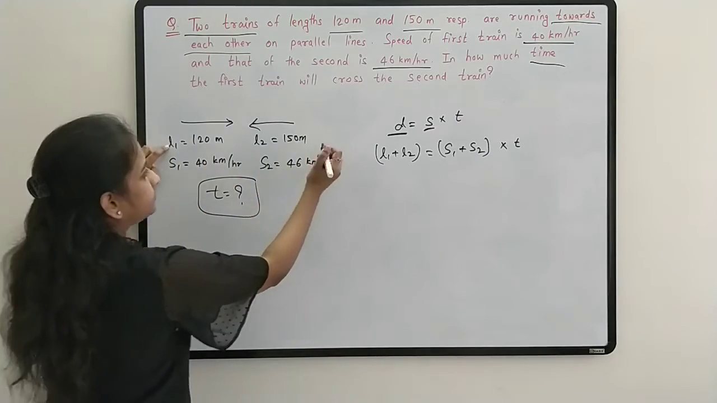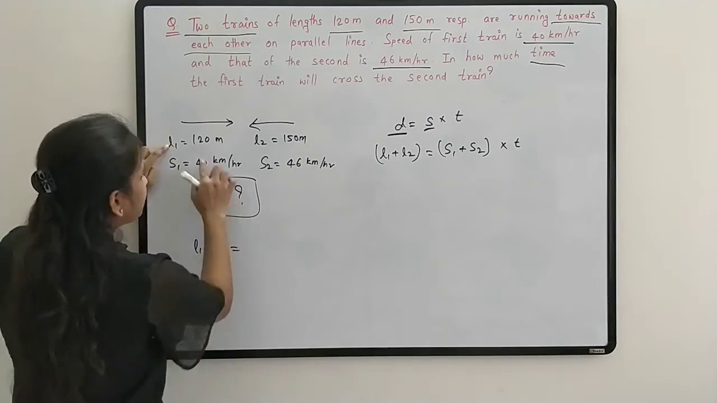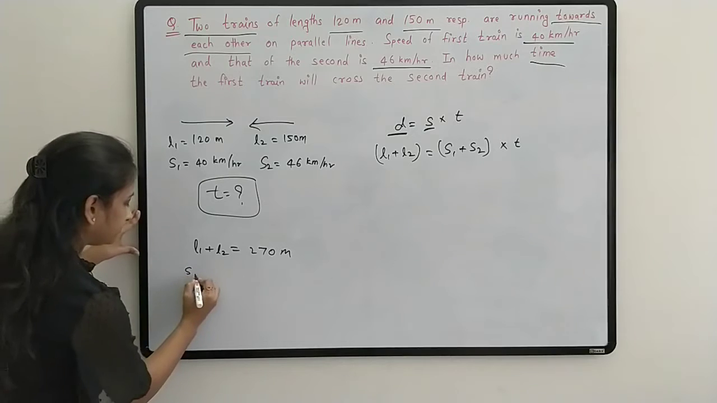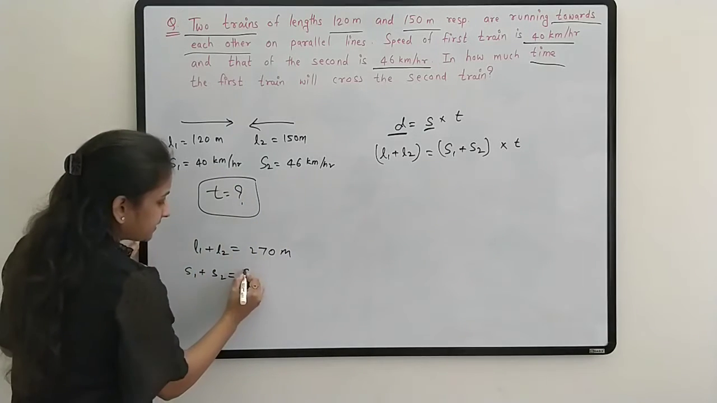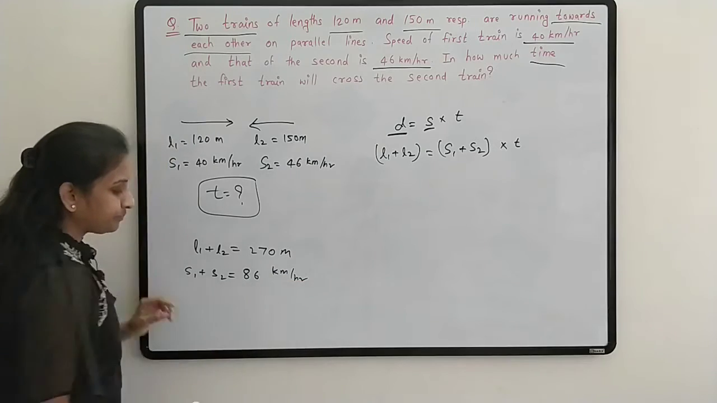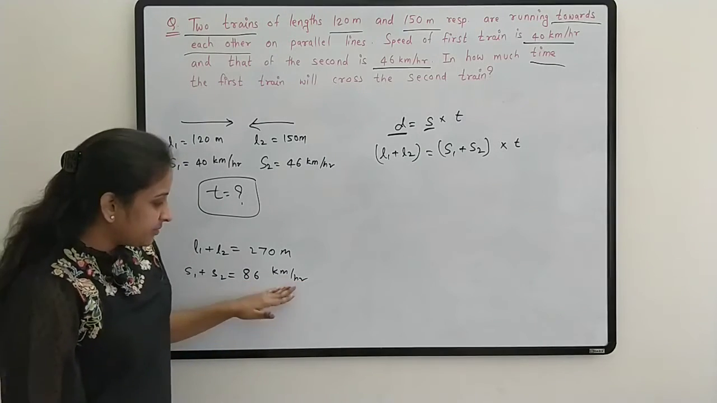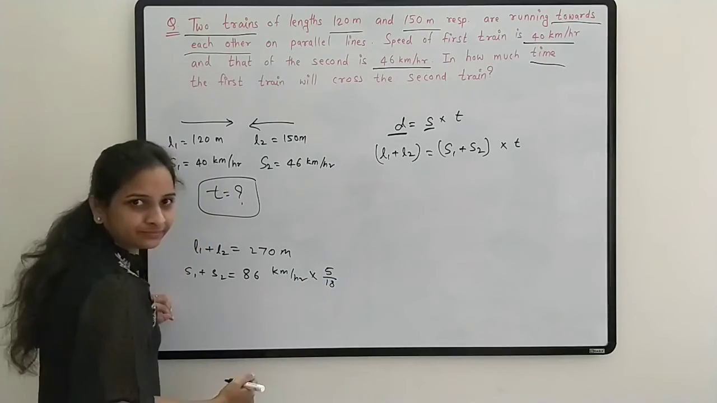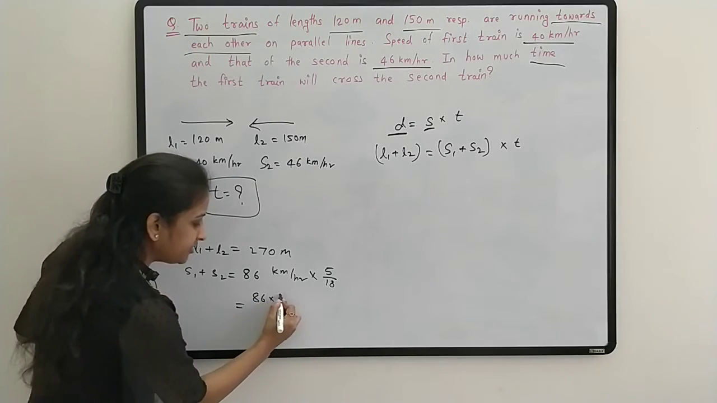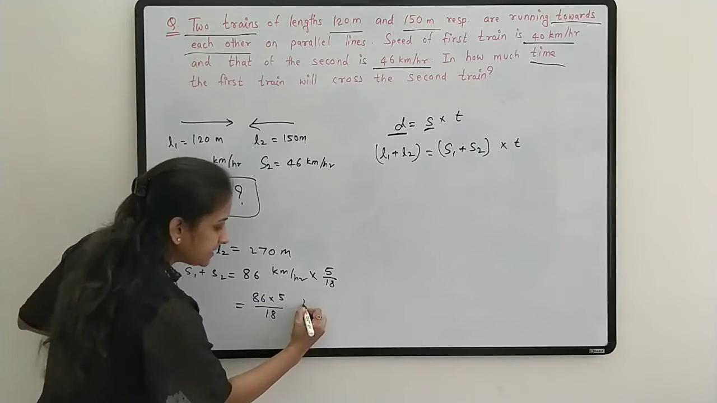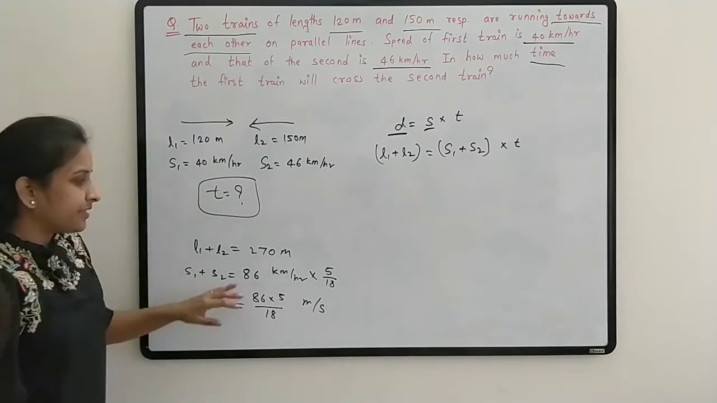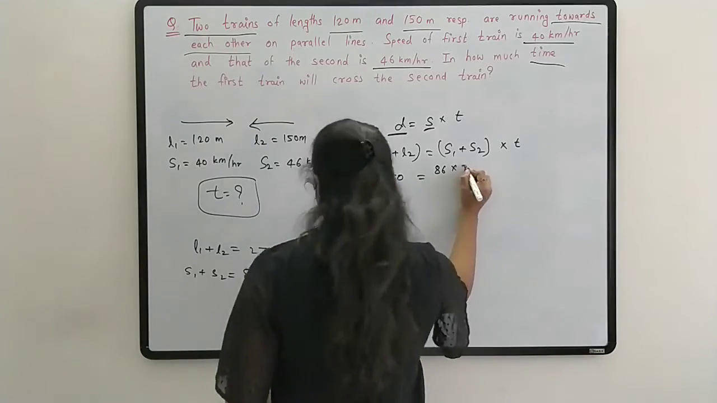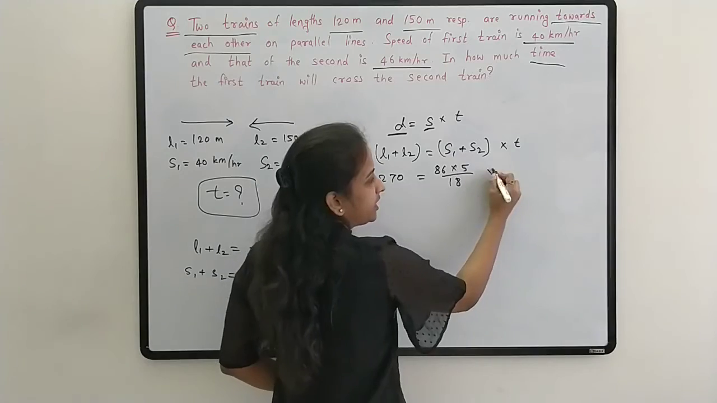Now L1 plus L2 is equal to 120 plus 150, 270 meter. Simple. S1 plus S2, 40 plus 46, 86 kilometer per hour. See, first we have to convert kilometer per hour into meter per second. So to convert that, we have to multiply it by 5 by 18, right? Now we got 86 into 5 by 18. This speed is in meter per second. Okay, now let's substitute it. 270 meter is equal to 86 into 5 by 18 meter per second into T.